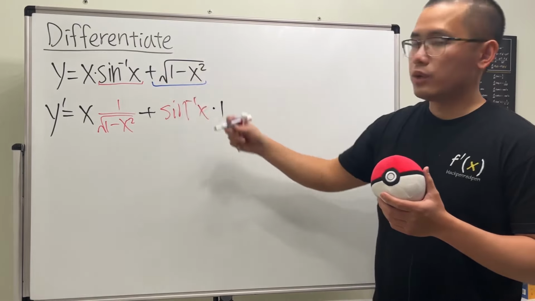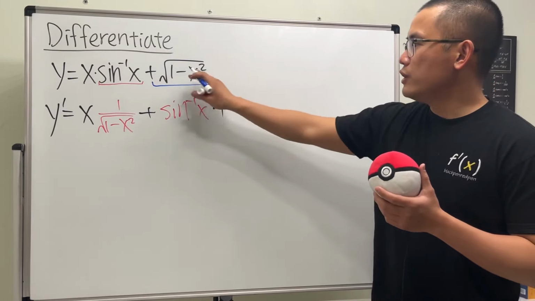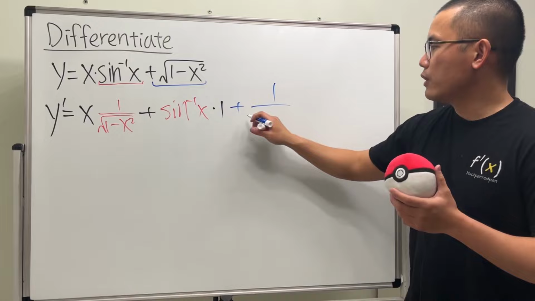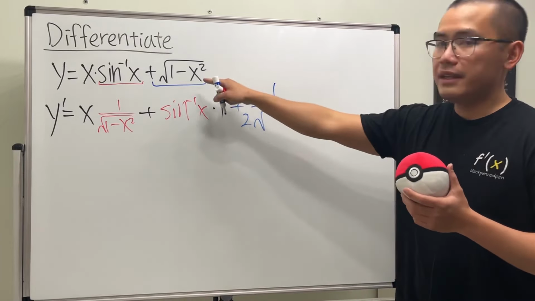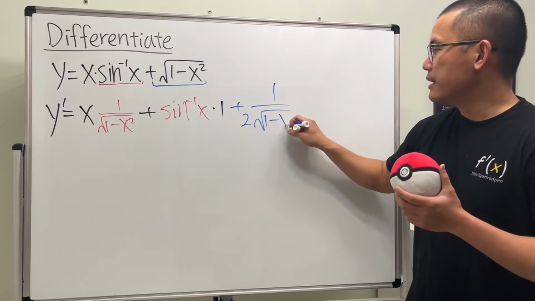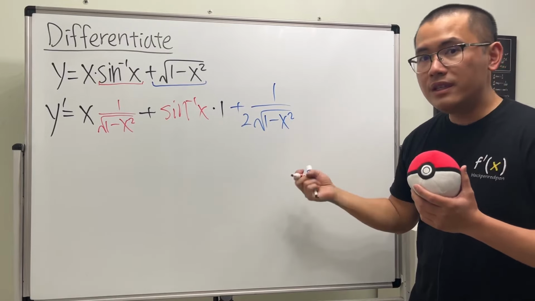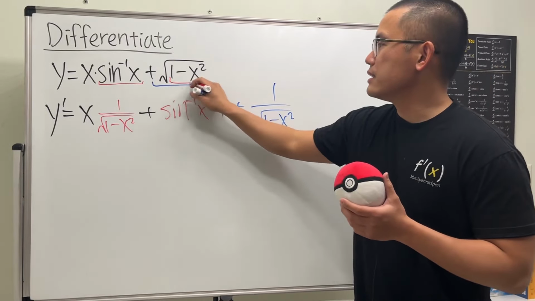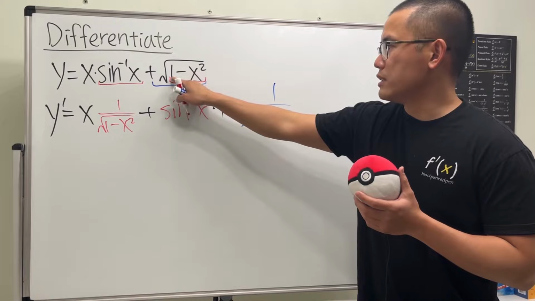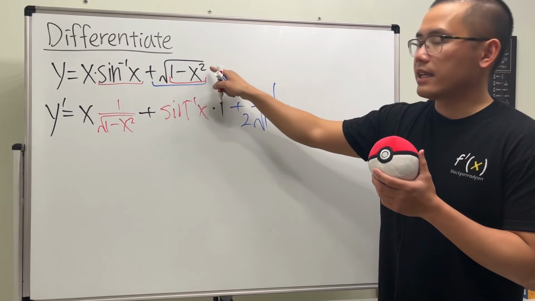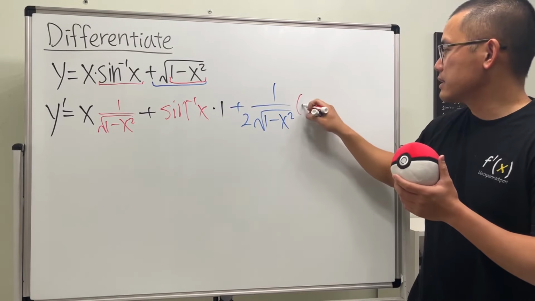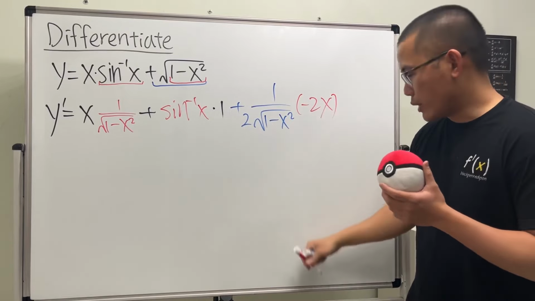Here we have the square root. Here we go. Differentiating square root, we get 1 over 2 square root, and then the inside stays the same, 1 minus x squared. But we need the chain rule right here. Look at the inside. The derivative of 1 is 0. The derivative of negative x squared is negative 2x. So that will be the write-off for it.